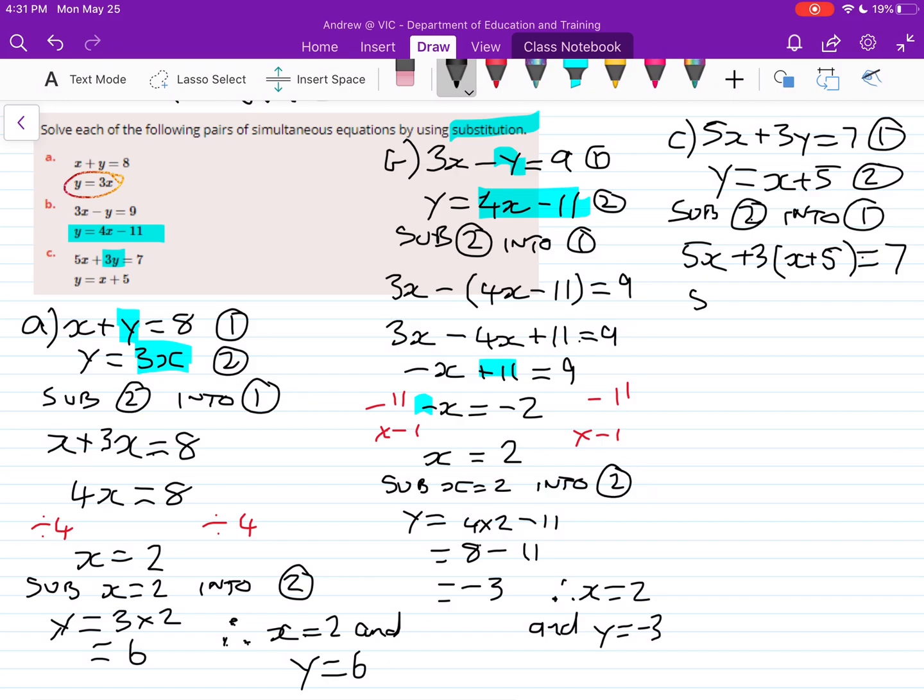Okay, so we've got 5x, and it's going to be plus 3 times x, so we need to expand these brackets. 3x, 3 times 5, so 15. They're all positive because all of these numbers here are positive. Okay, positive times positive is a positive, and that's going to equal 7. Alright, we need to collect our like terms now, which are these two here. So 5x plus 3x is equal to 8x.